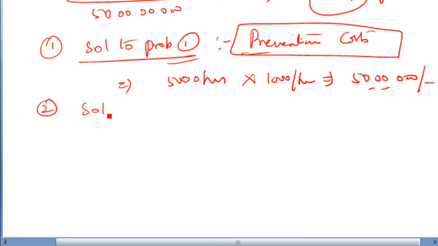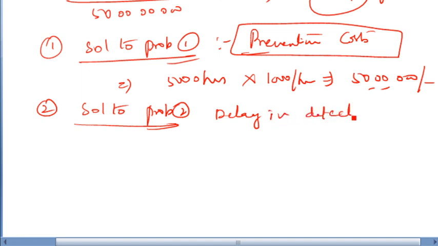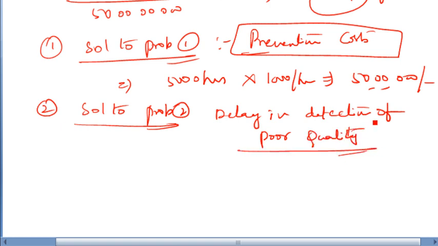Next, solution to problem number 2. What is the second problem? There has been a lot of delay in detection of poor quality. Delay in detection of poor quality. Okay, this was the second problem.